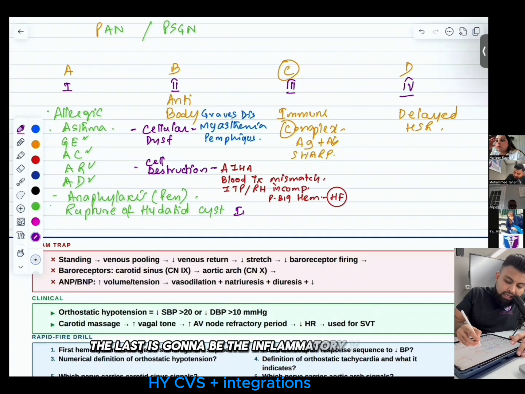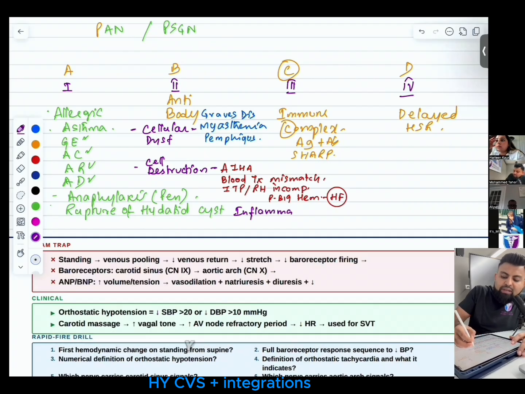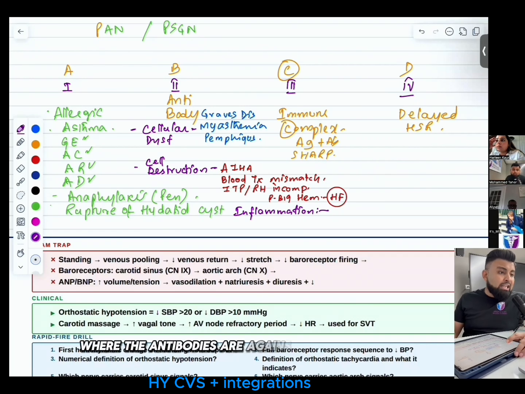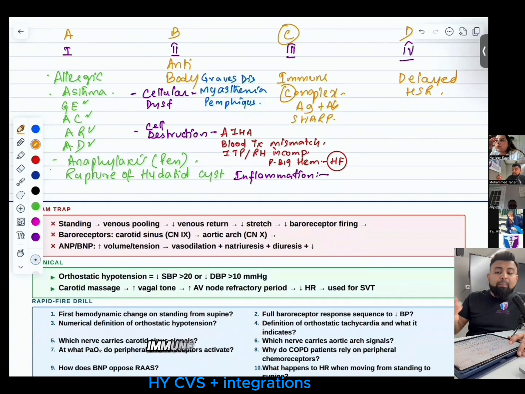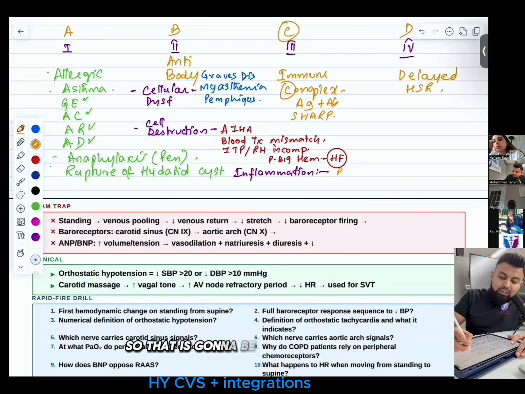The last is going to be the inflammatory variant. When you talk about inflammation, you can think of an inflammatory response where the antibodies are against the cell surface. For example, like we just now discussed, rheumatic fever is a type 2 hypersensitivity reaction. But later what is happening? Immune complex is also there. We see granuloma formation, isn't it? Right. But the main thing is it starts with antibody. So inflammation is there. So that is going to be rheumatic fever. But imagine the inflammation could be due to many other causes, isn't it?